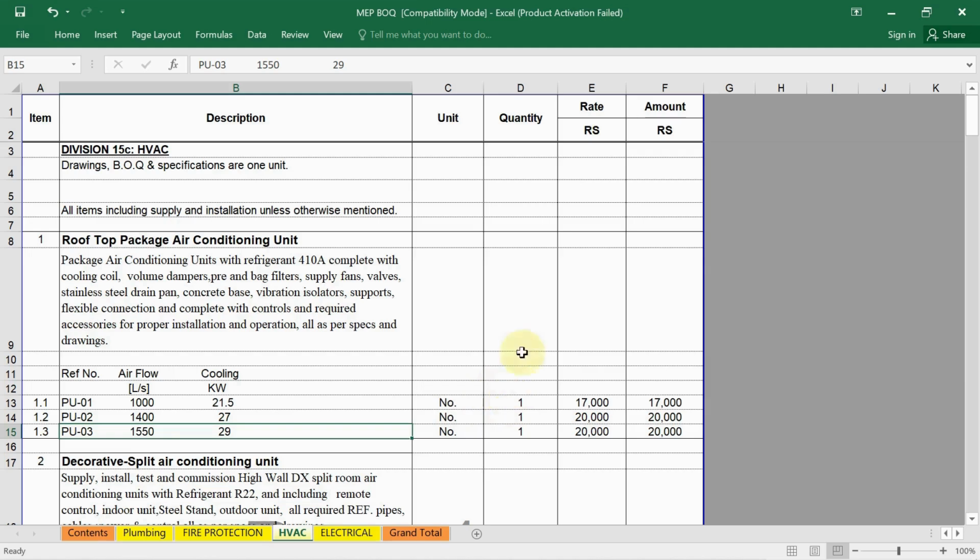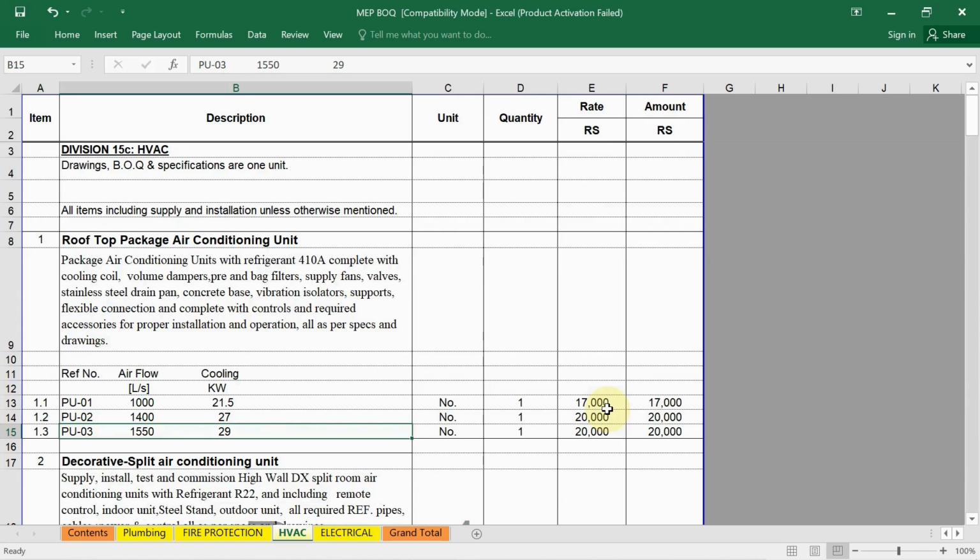In the next column you can see the rate is given. Here we have to provide the unit rate for each item. In our case, for the rooftop package air conditioning unit of 1000 liters per second, we have provided the unit rate of 17,000 rupees. You can also give this value in dollars. As I told you, we have to determine the unit rate for each item based on the market price or supplier quotes and historical data.